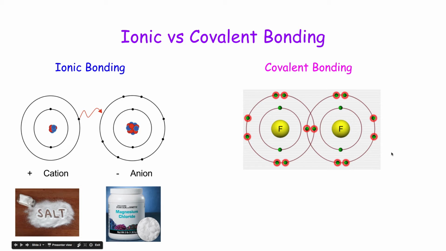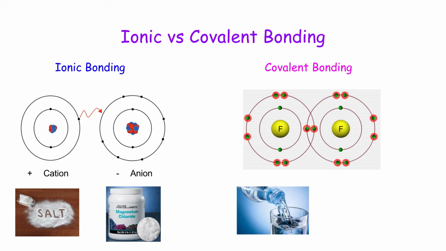Now, covalent bonds can be equal or unequal depending on what elements we're dealing with, and we will talk about that in a moment. Some examples of compounds that are important to biology that have covalent bonds would be water. Water is a molecular substance with covalent bonding, as well as this molecule, which is a very important molecule in biology, C6H12O6, and it is glucose.